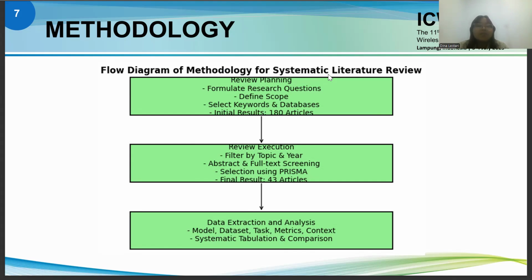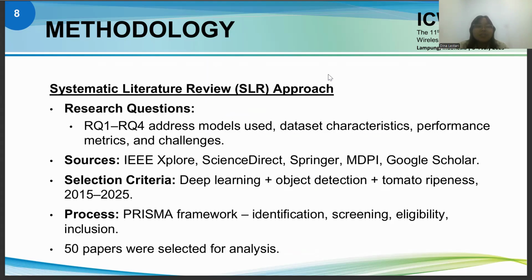We use keywords such as tomato ripeness detection, YOLO, and CNN in agriculture, and selected articles from IEEE Xplore, ScienceDirect, Springer, and MDPI, and Google Scholar. Following the PRISMA framework, 50 studies published between 2015 and 2025 were selected for in-depth review.